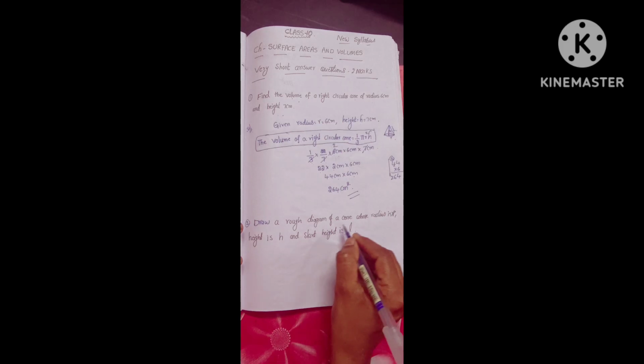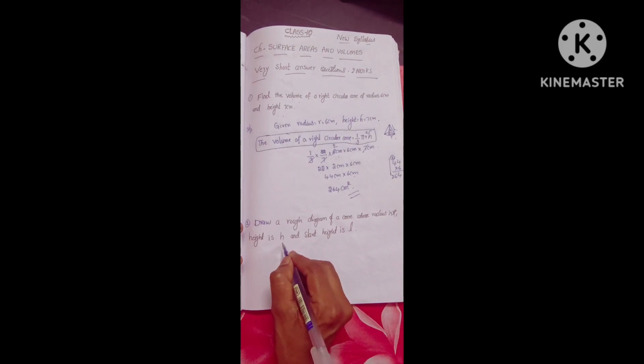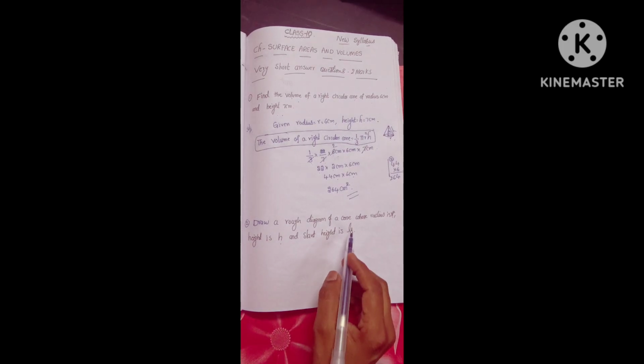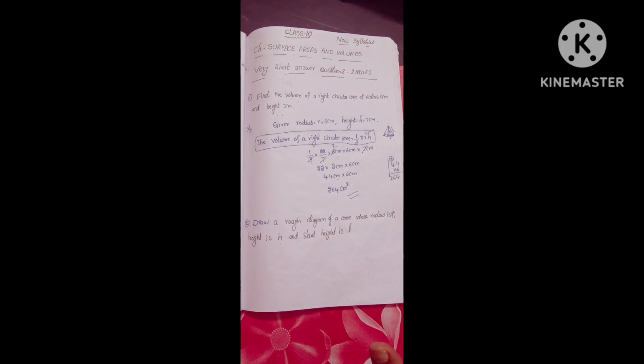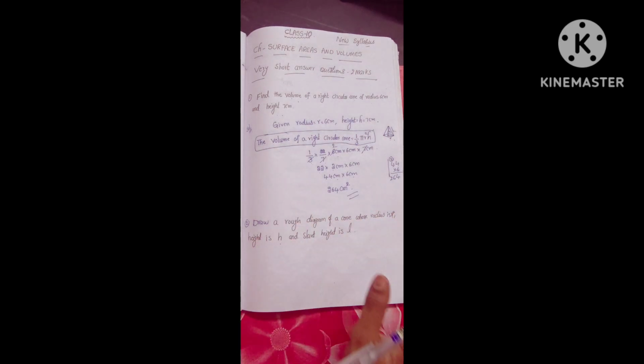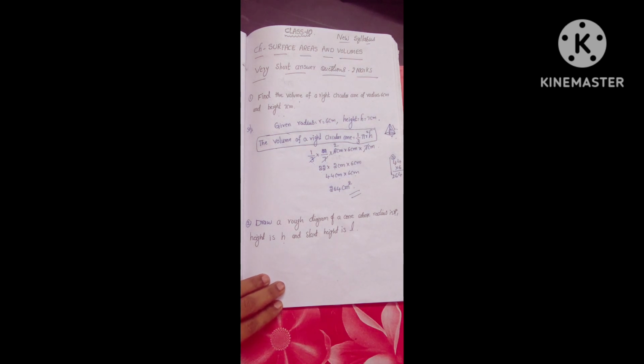Draw a rough diagram of a cone whose radius is r, height is h and slant height is l. You have to draw the shape of a cone. In that cone, you have to label the parts. What is the radius, what is the height, what is the slant length, everything you have to point out. Clear? I will draw the rough diagram. Let's see here.